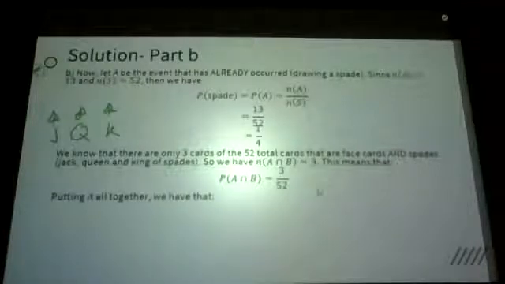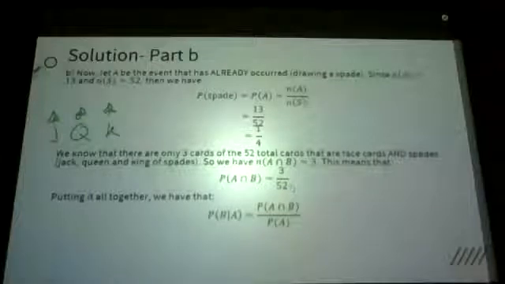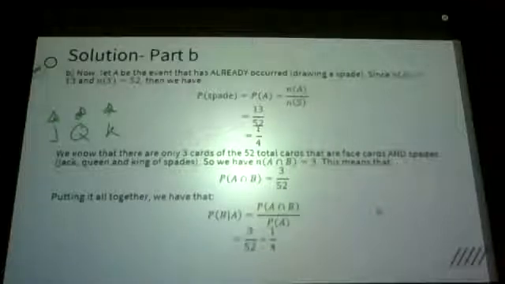So now we just put it all together. We're going to use the formula. The formula says take the probability of the intersection divided by the probability of the event that already occurred. So I'm going to take the intersection, which is 3 out of 52, divided by 1/4. So what does that give me? 3 out of 52 divided by 1/4.